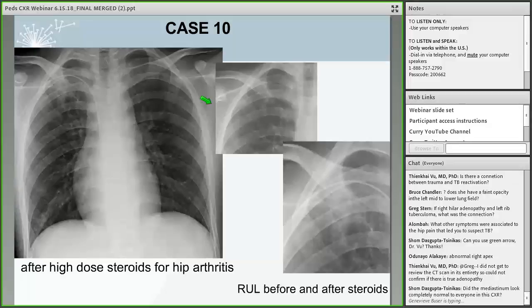What do you think, Dr. Vu? Okay, so let's see. So let me use your green arrow to make sure. So to me, on this FOX study after high-dose steroid, there's a suggestion of a small cavity here. And let's see, on the blow-up image, again, there is some suggestion of a cavity, although we could be faked out by overlapping lines. But I do wonder if the disease got worse when the patient got placed on high-dose steroid.